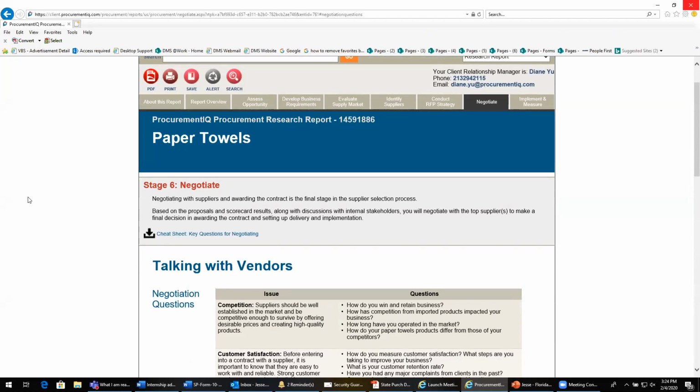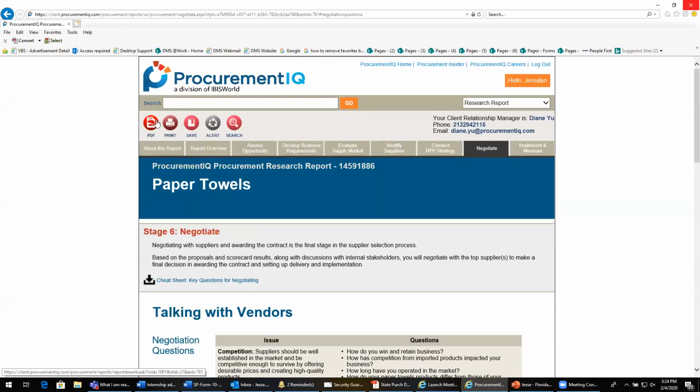And then lastly, Florida uses the PDF function. So if you go up here to the left, there's this red icon about PDF.